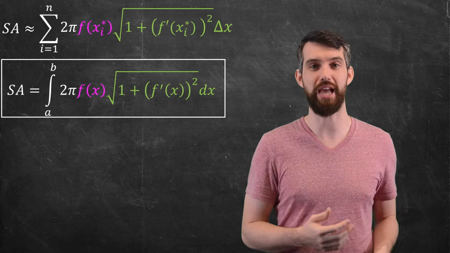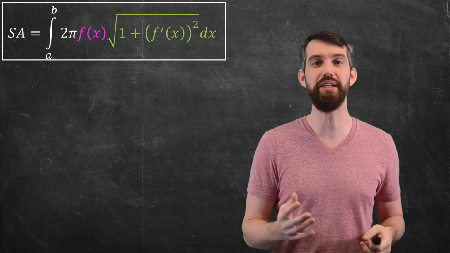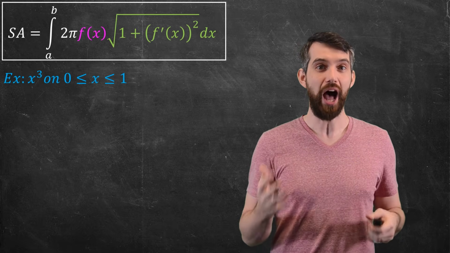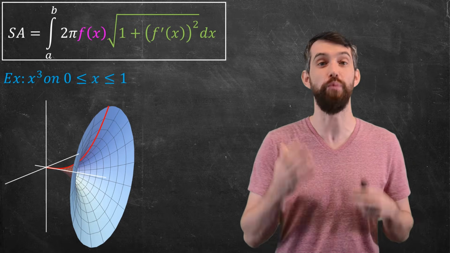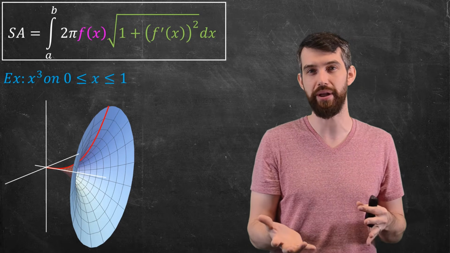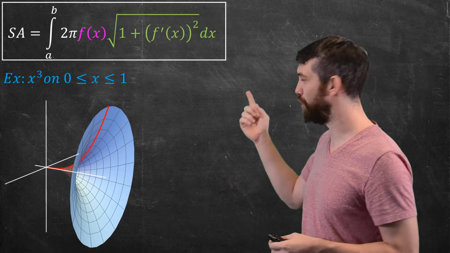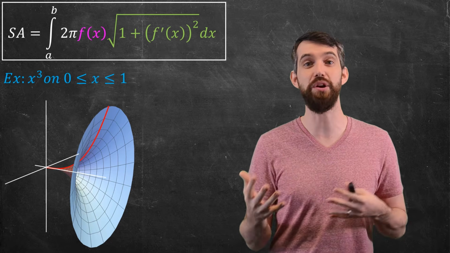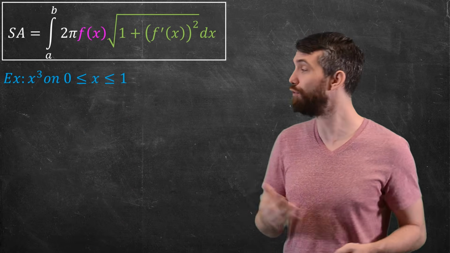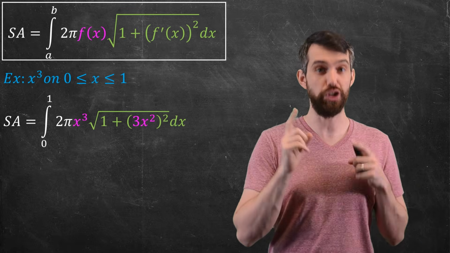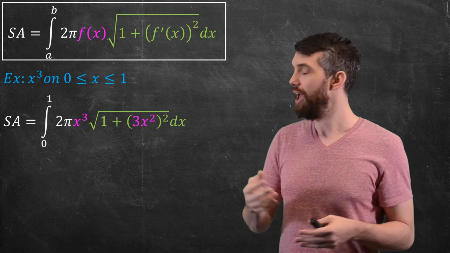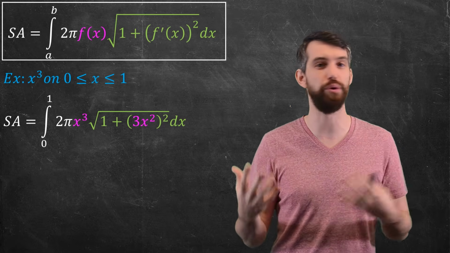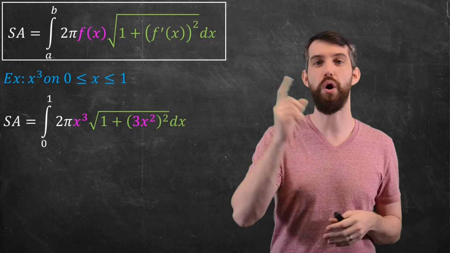All right, let's do an example of this. So here's my formula, and I want to consider the example x cubed from 0 up to 1. That is, I'm trying to find the surface area. Here's the picture one more time with x cubed put in there. I'm trying to figure out that whole surface area. So in the formula, my function is going to be x cubed, and my endpoints, the a and the b, are going to be 0 and 1. So I can plug that into the formula. What I get is the integral from 0 to 1 of 2 pi times x cubed. And then the derivative of x cubed is 3x squared, so I put that in for f prime. So I get the square root of 1 plus (3x squared) all squared, dx.